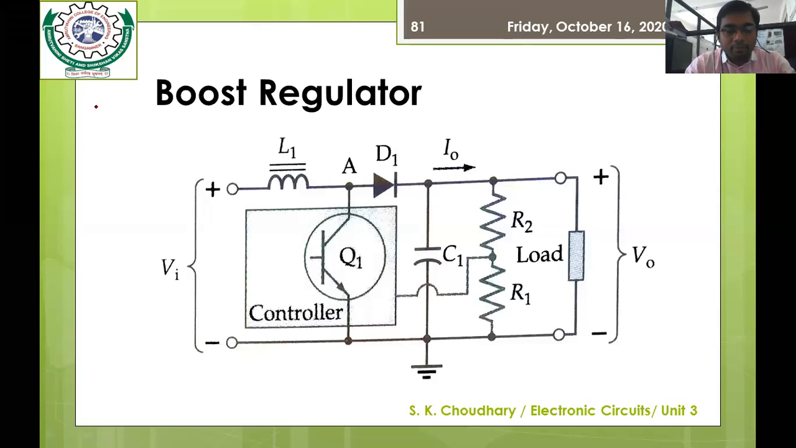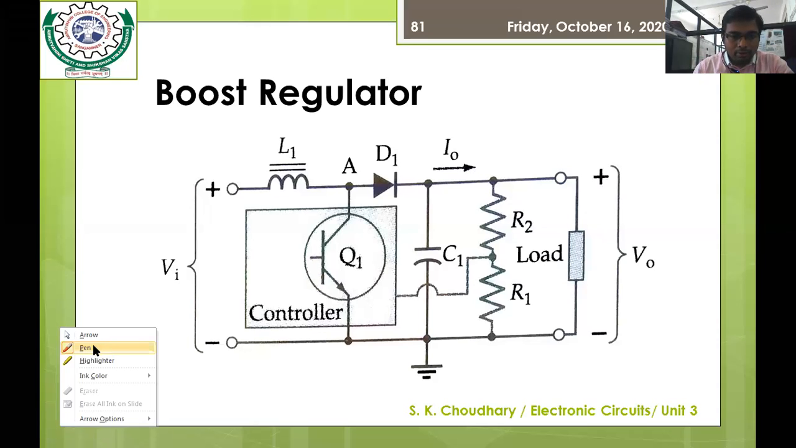So we are discussing here the switching regulators. The second type of switching regulator is the boost regulator, which is also called the step up converter. If we look at the step up converter, this is the diagram that we also discussed yesterday. Now I will just tell you some key points of this particular diagram.